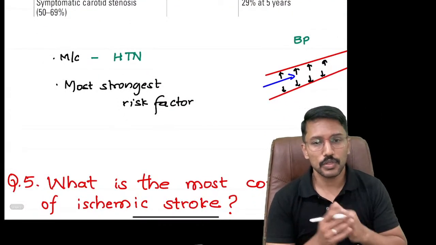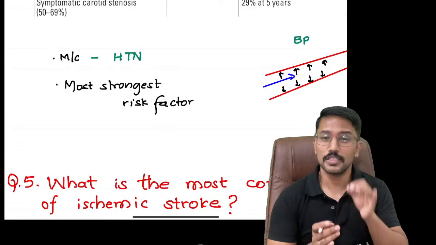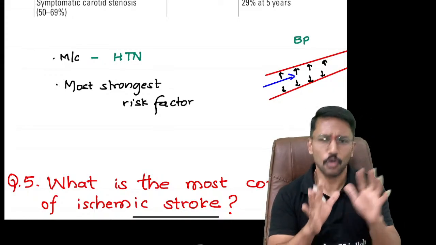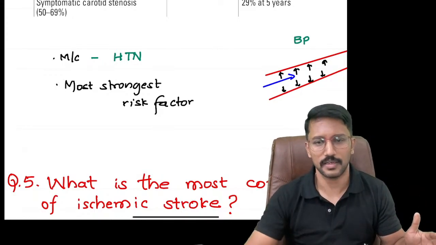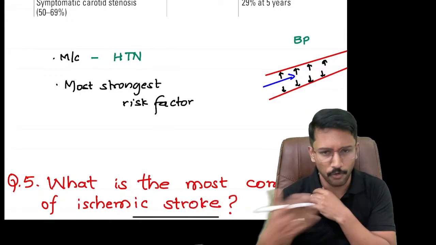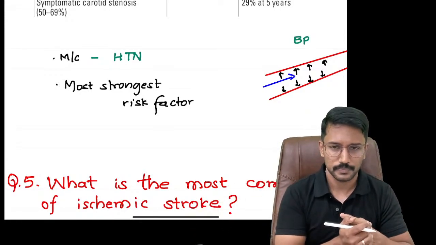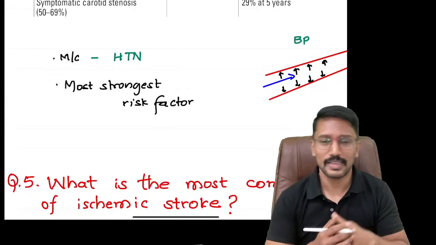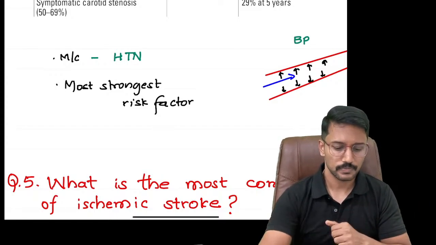Then the second MCQ they will ask you about the risk factor is: what is the strongest risk factor for the development of stroke? Hypertension is common. It's the most common risk factor, right? Go outside, go to the OPD, almost every second or third patient above 40 has hypertension. But is there any risk factor which is even stronger than hypertension?